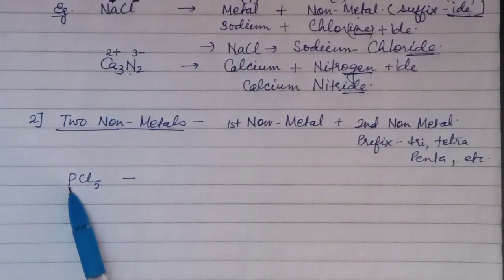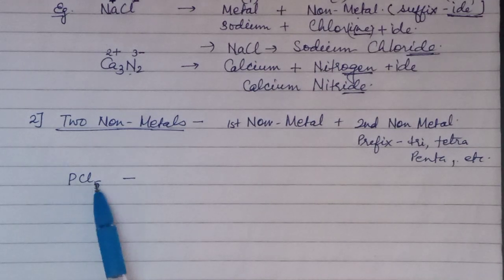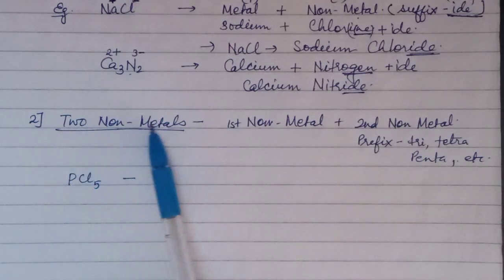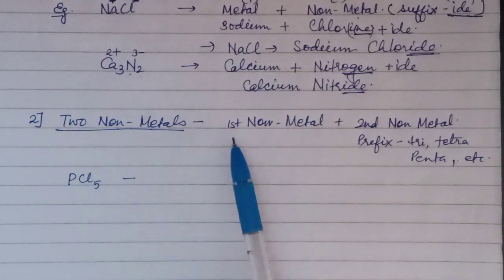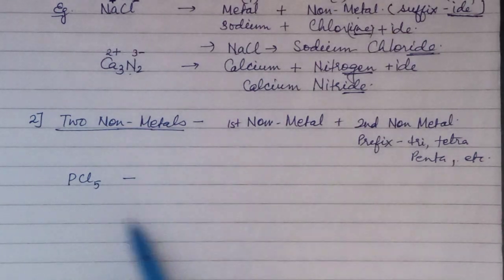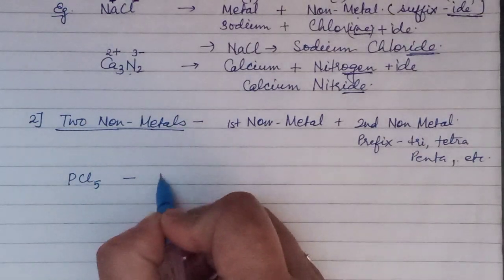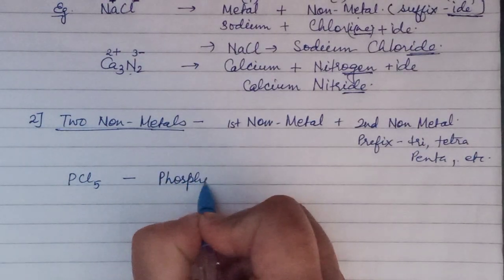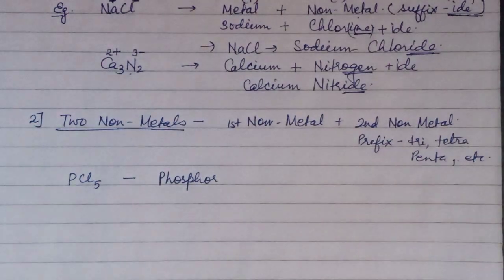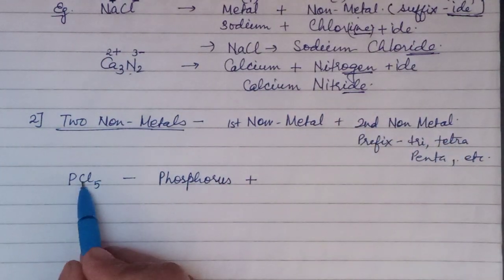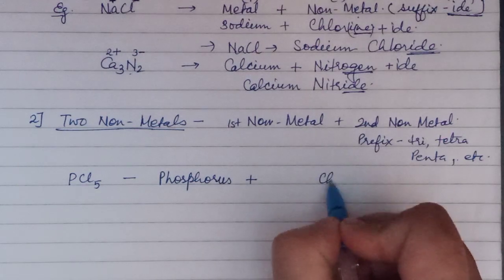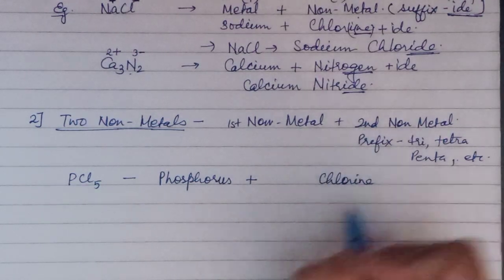See here, first is phosphorus, it is a non-metal, and second one is chlorine, it is also a non-metal. So two non-metals are there. First is phosphorus and second is chlorine. You will write the first non-metal first. Here it is phosphorus. So write phosphorus, plus the second non-metal, chlorine. Write chlorine.